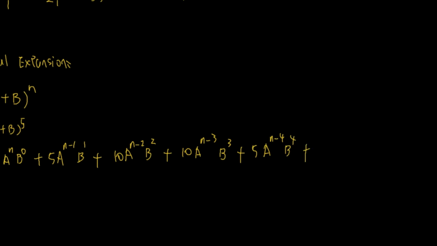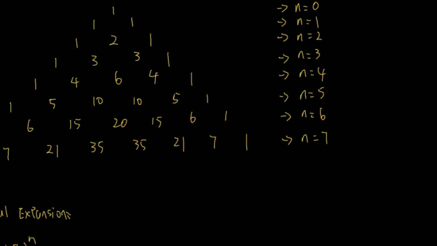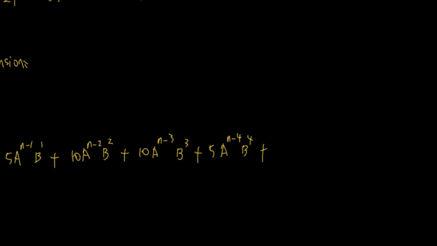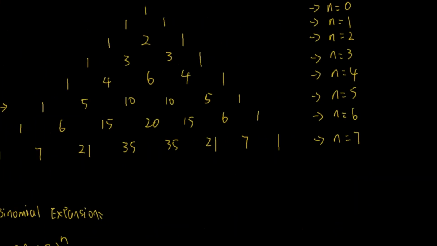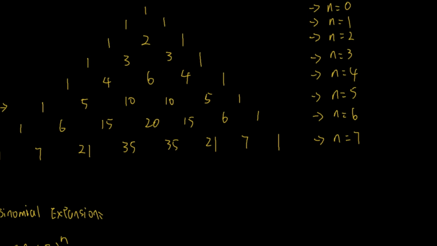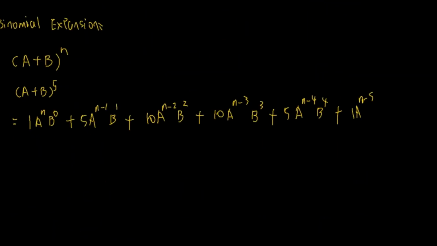Okay, next term, which is the last term. Sorry, it's a coefficient of 1. So that will be plus 1, a to the power of n minus 5, b to the power of 5. So notice here, the coefficient is just the number in this Pascal's triangle. Whatever row the power is, you just need to pick that. So the coefficient is like that.